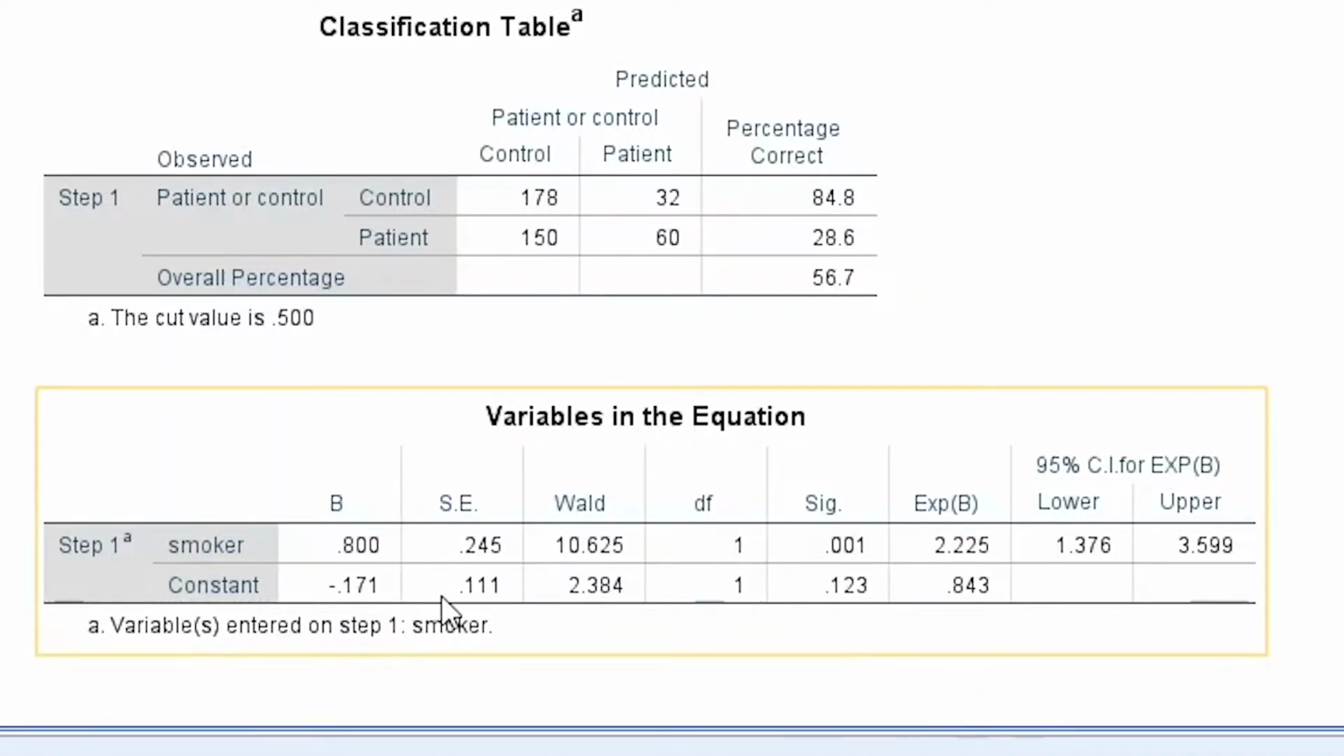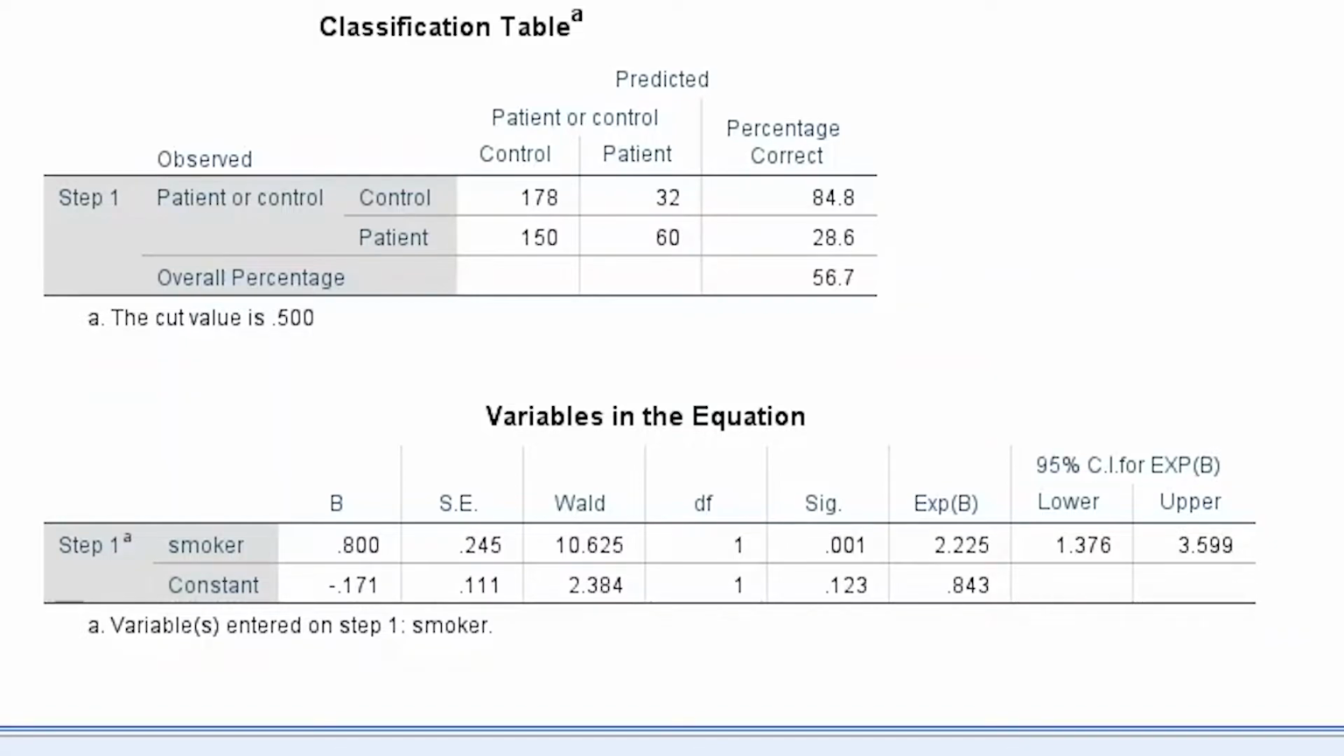So when we look closer at the rest of the table, a lot of similarities arise between linear regression and logistic regression. For instance, we have a standard error that's similar to what we saw in linear regression. We have a significance level, degrees of freedom, and a confidence interval around the exponent b.